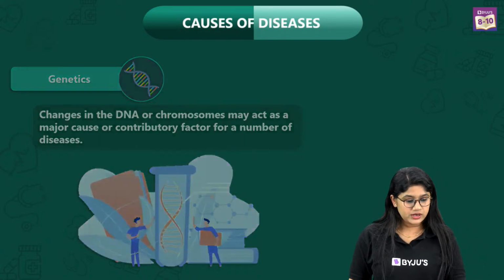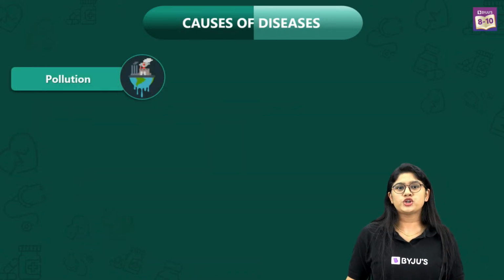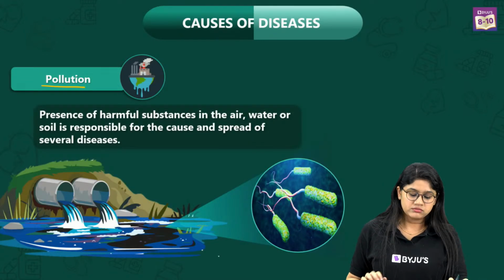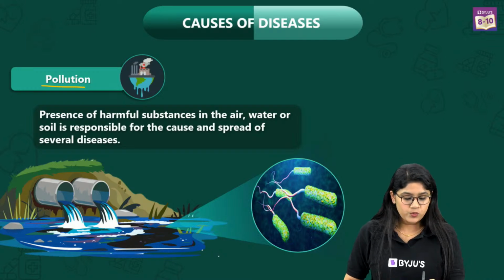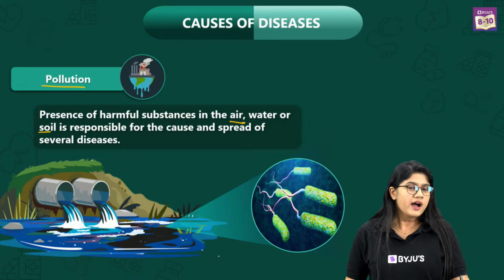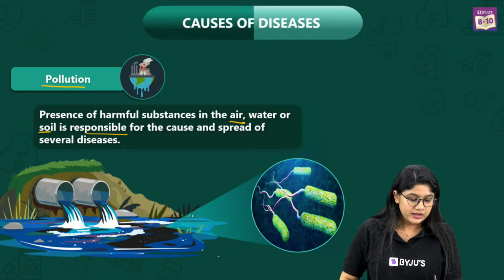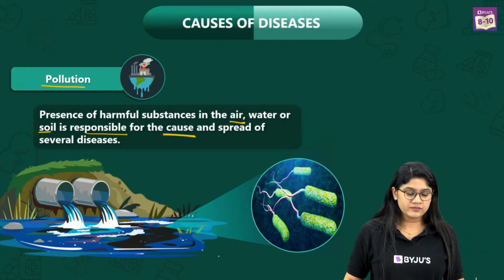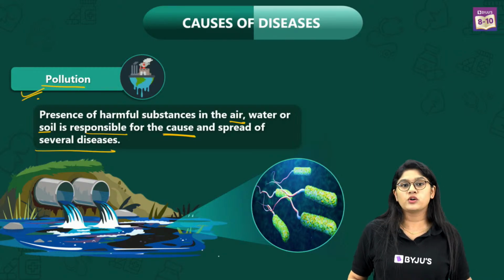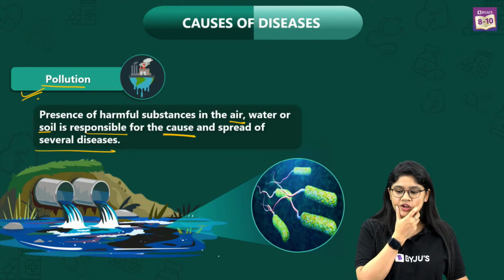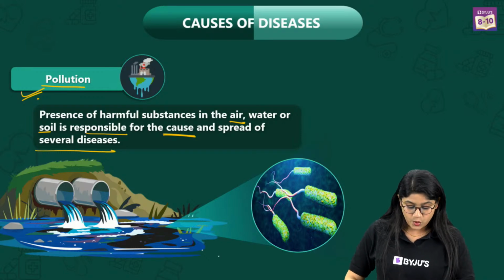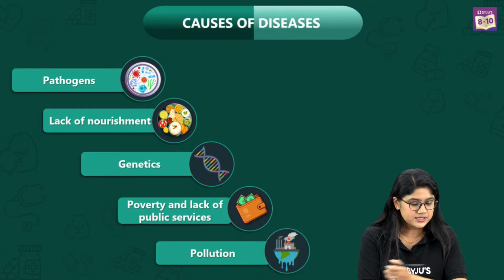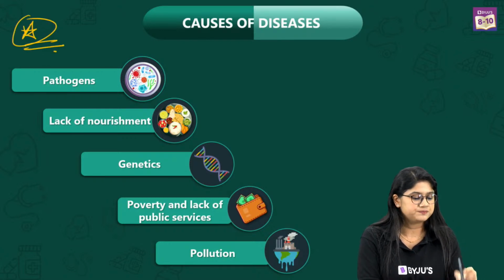Moving ahead, the last cause is, of course, not very new to us. That is pollution. Pollution also causes disease, right? Of course, if there's pollution, we'll see pollution of air, water and soil. And when all of it is happening, these can actually cause not one, but several diseases, right? So pollution is also a cause for diseases. Simple. So what we have discussed as of now? We have discussed the causes of disease. Are you there with me? Yes, it's a very important question usually asked.